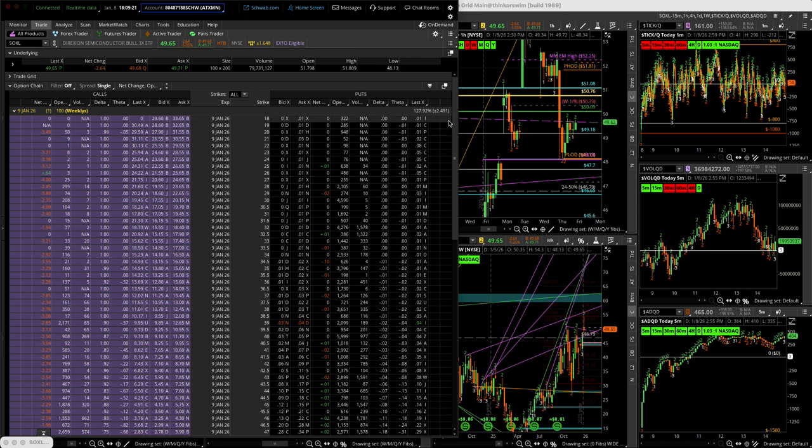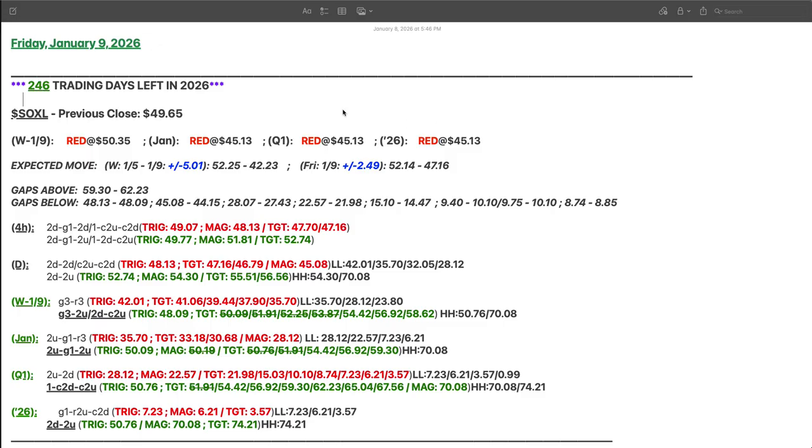So $2.49 doesn't mean that's all we're going to move tomorrow. We could move more, right? We could also move less, but we could move more. That just means 70% of the time, we will stay within the market maker's expected move. Let's go to the notes so we can see what that looks like as numbers, right? So for Friday, January 9th, there will be 246 trading days left in the year. The close price on Thursday, January 8th, was $49.65.